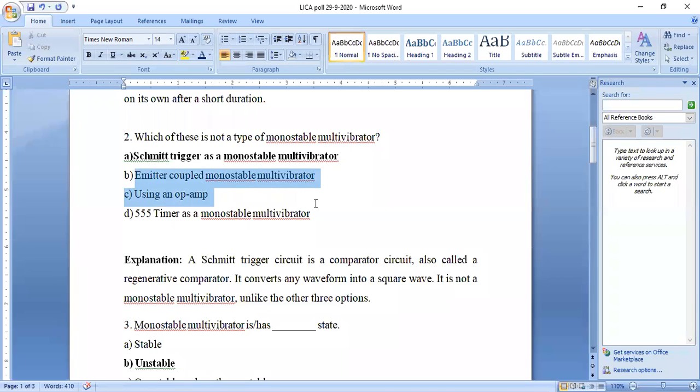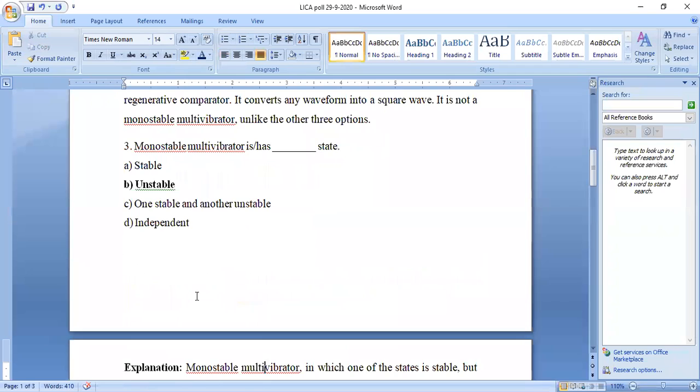The emitter coupled monostable multivibrator, we can use an op amp. That's why the second answer is true. Coming to the third question: a monostable multivibrator has one stable condition and one unstable condition, and an independent state. So the correct answer is B.